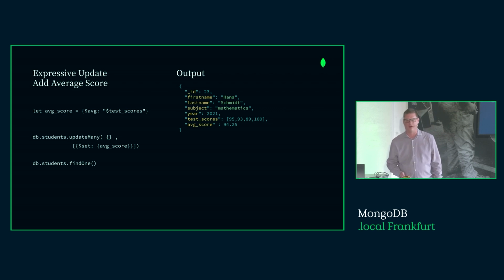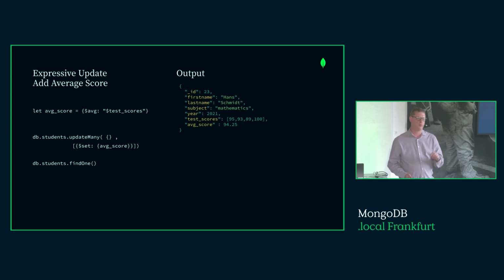Okay, so now we've got test scores, and we've got the average score, which is the average of those. Can anybody see what could go wrong here? Yeah? We get some new test scores and the average is no longer up to date.